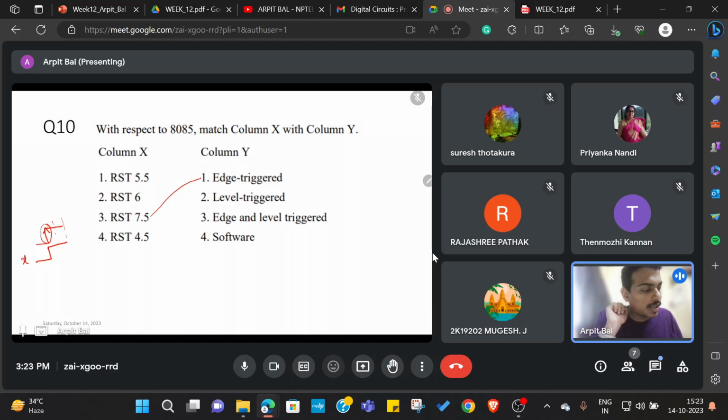But in case of level triggered, it will trigger if it detects a high level. So if it is sensitive to high level, it will see when the signal is high, and at that instance it can go high, irrespective of whether the edge is received or not. So RST 7.5 is edge triggered.